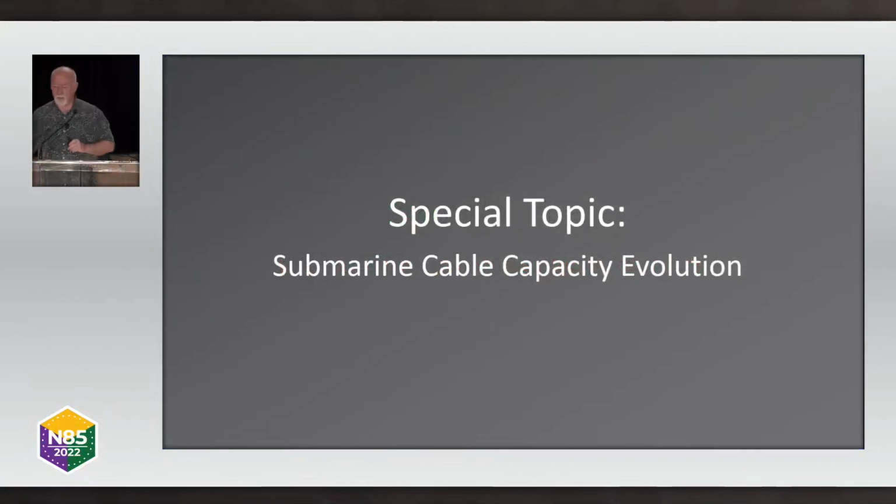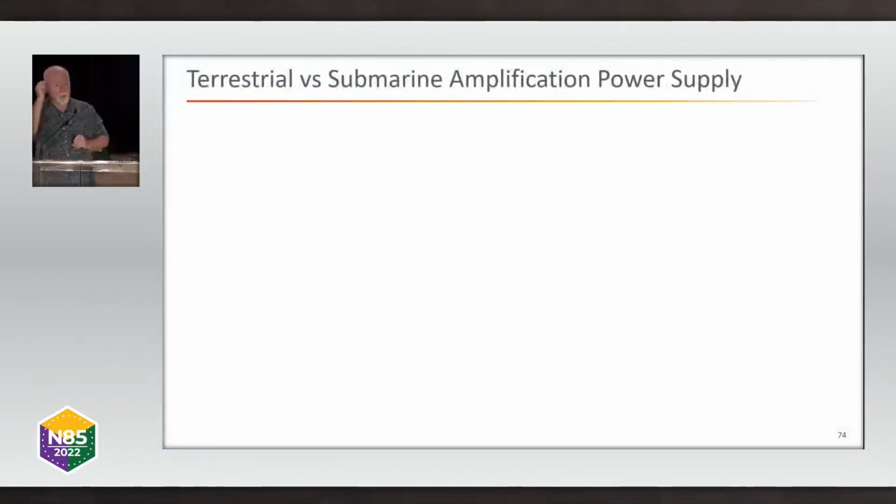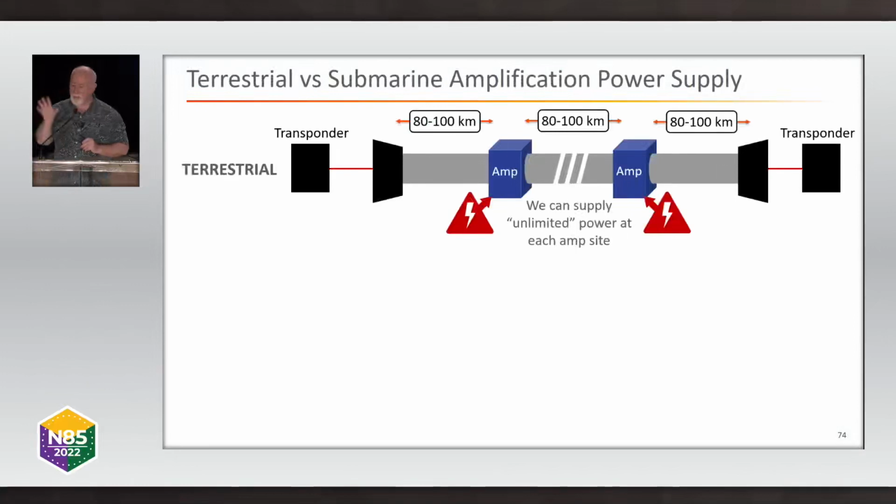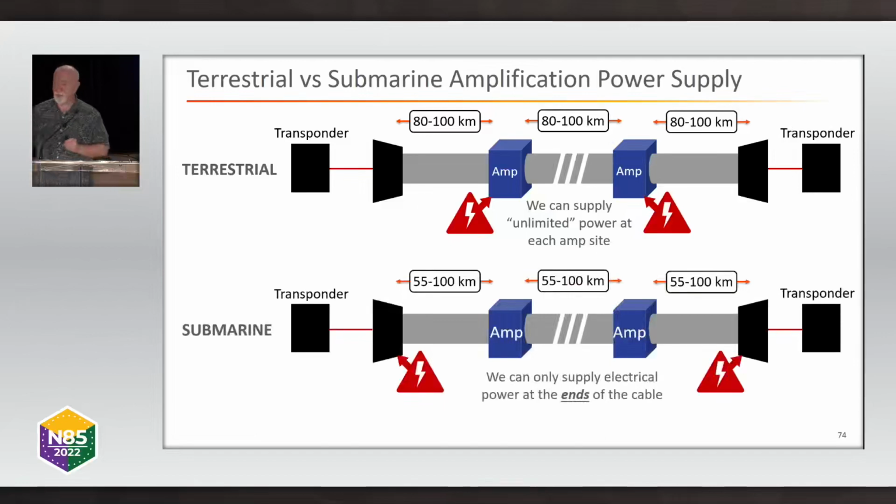So a special topic here is submarine cable capacity, because the biggest difference between terrestrial and subsea is power supplies. In a terrestrial network, you have amplifier sites, but you also have mains electricity at those amplifier sites. You can put electricity in at all of those amp sites. You may not be able to put as much as you want, but you can put it in all of these sites. In a submarine cable, you can only put the power in at the ends of the cable. So if you have a 6,650 kilometer transatlantic cable, you can only put the power in at the landing stations at either end. And so at some point, the conductor of that cable can only take a certain electrical load.